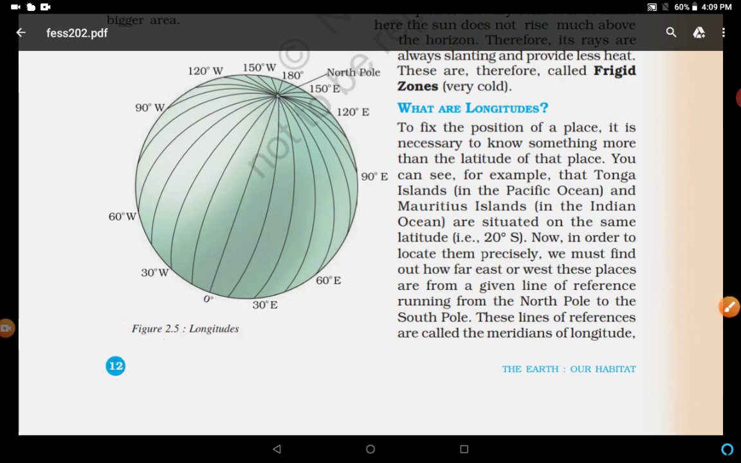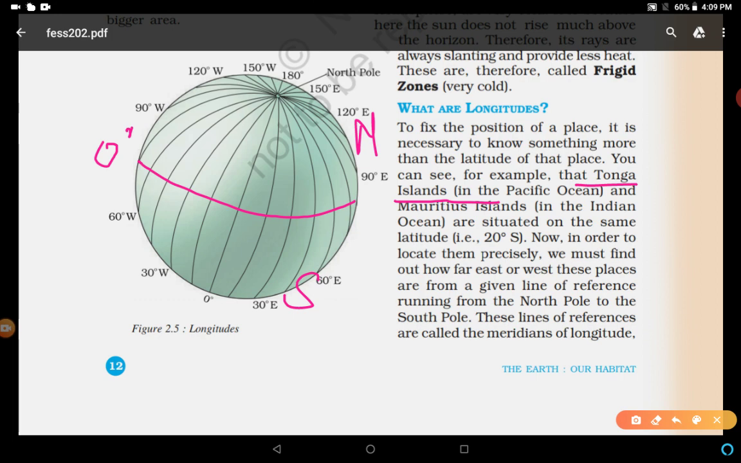What is the role of longitudes? Why do we need longitudes? Suppose there are only latitudes on the earth, these imaginary lines, 0 degree, northern hemisphere and southern hemisphere. Longitudes are very necessary to know the location of any place. Clear? Just try to understand with this example.